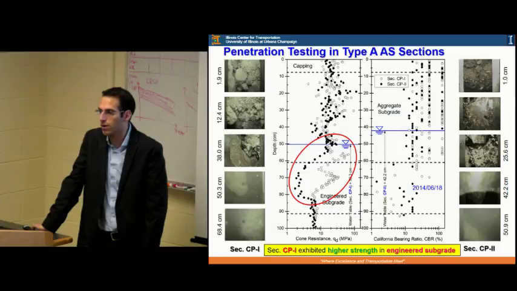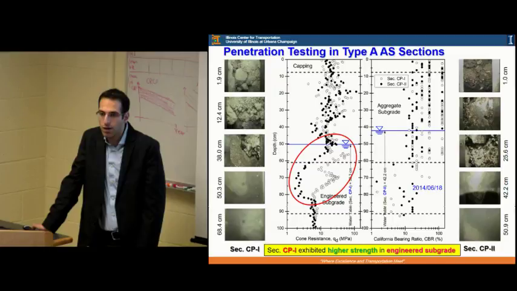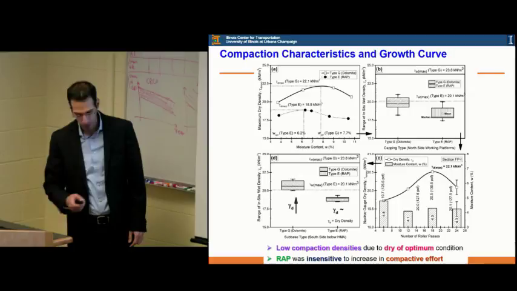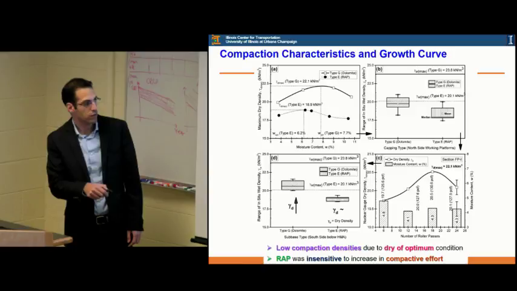I don't know if you're confused in that. I was writing an email, I'm sorry. He was asking why the compaction growth curve here, after 18 roller passes, the density started to decrease again.